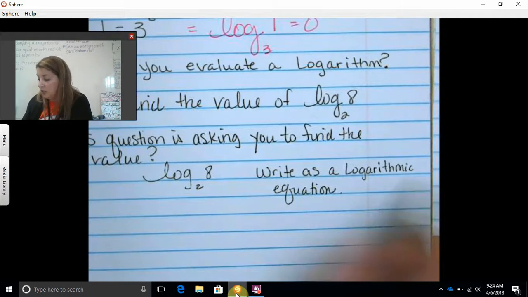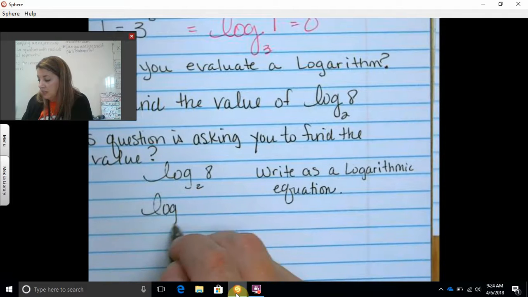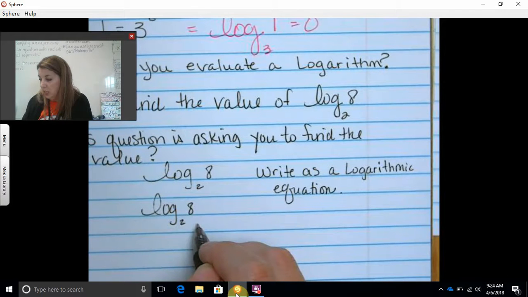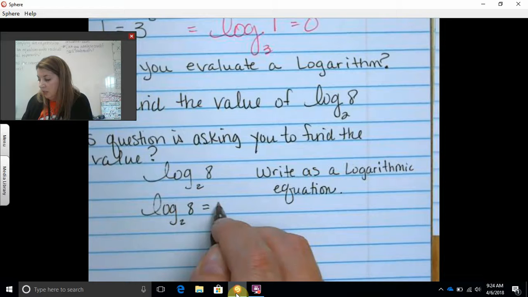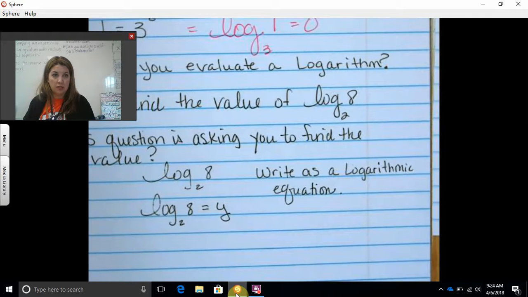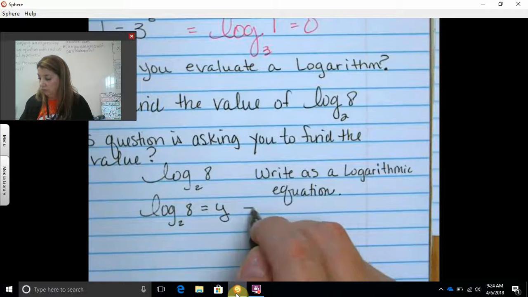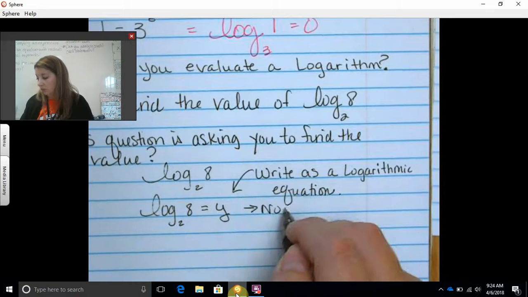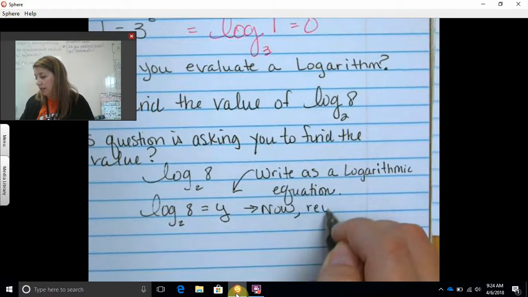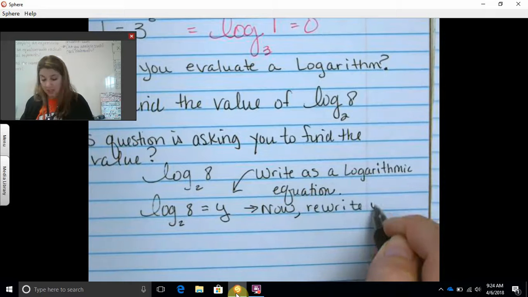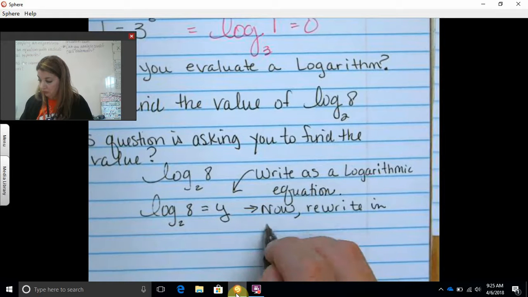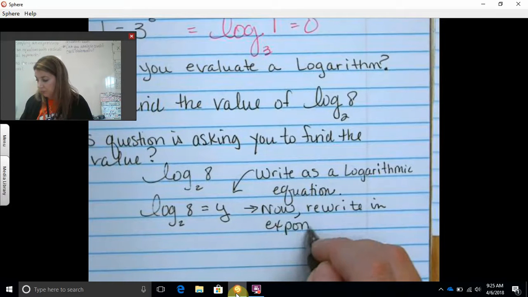To write it as an equation, right now it doesn't have an equal sign, right? It's just an expression. So put equals, and then y is what it equals to. Not x, not b, but y. And then you're going to rewrite that in exponential form. So now rewrite in exponential form.